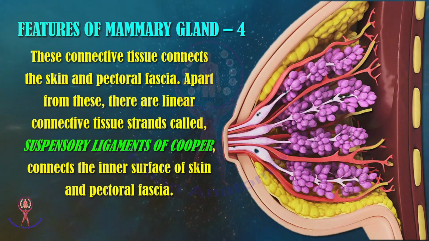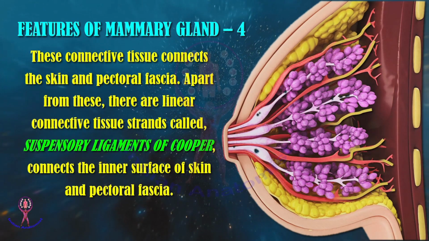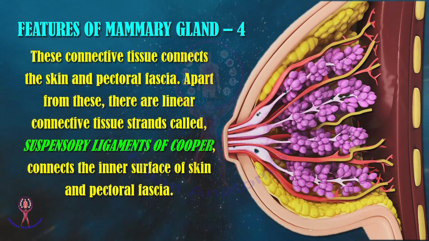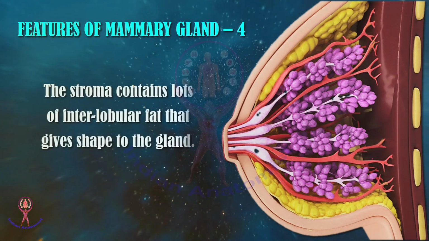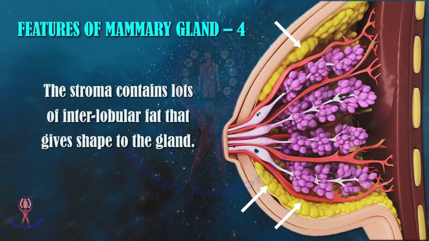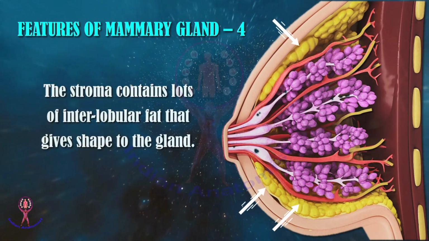Students, please see the animated image showing the suspensory ligament. Any weakness or reduction of the suspensory ligament of Cooper makes the gland sagging or no movement respectively. The stroma also contains enormous amounts of interlobular fat that gives shape to the mammary gland.